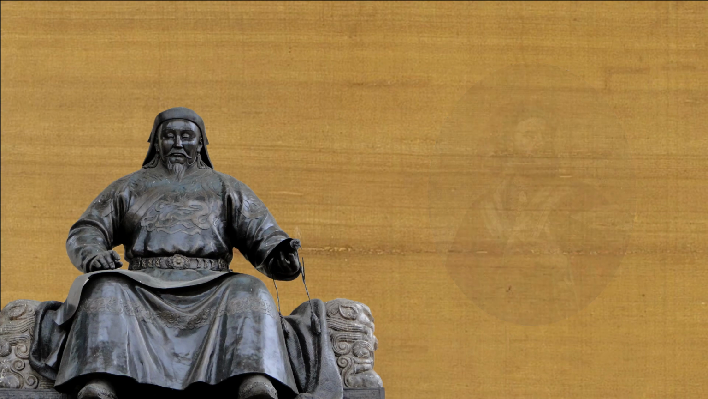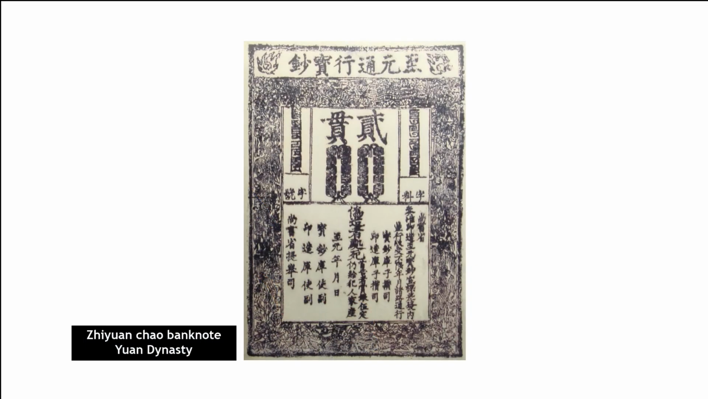The Zhiyuan Chao and later issues of Chinese paper money, some of which were convertible to coin and some of which were fiat currencies, continued to face periodic problems with inflation, but worked well enough to continue to be used until 1450 during the Ming Dynasty.